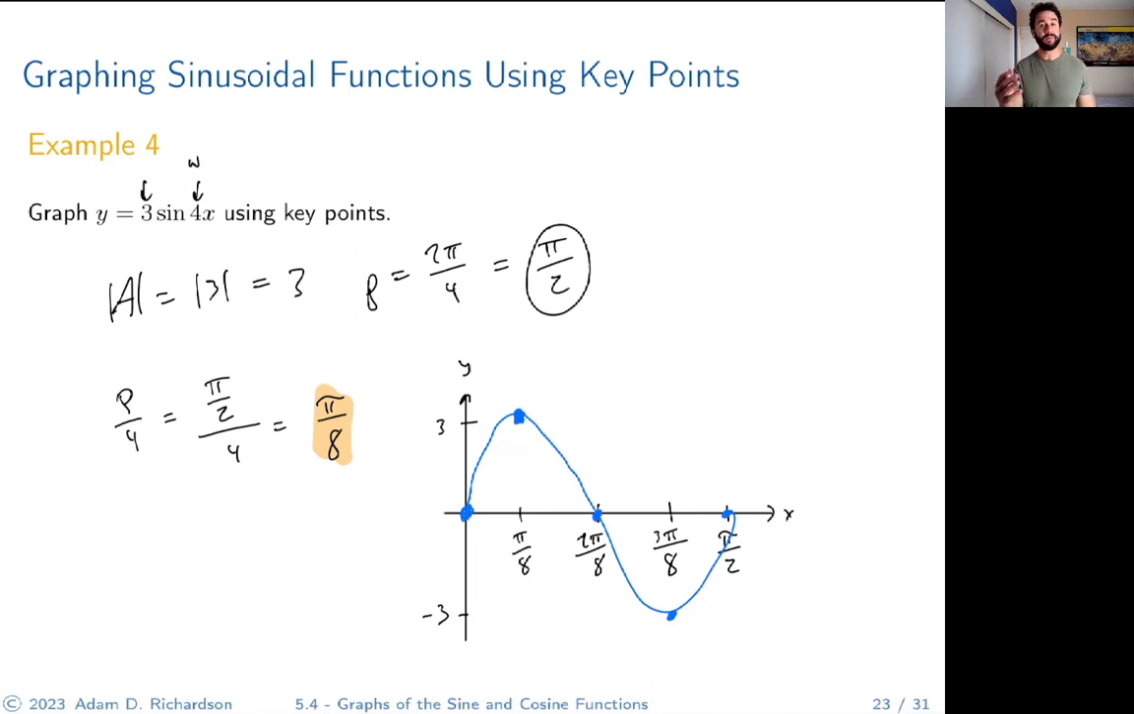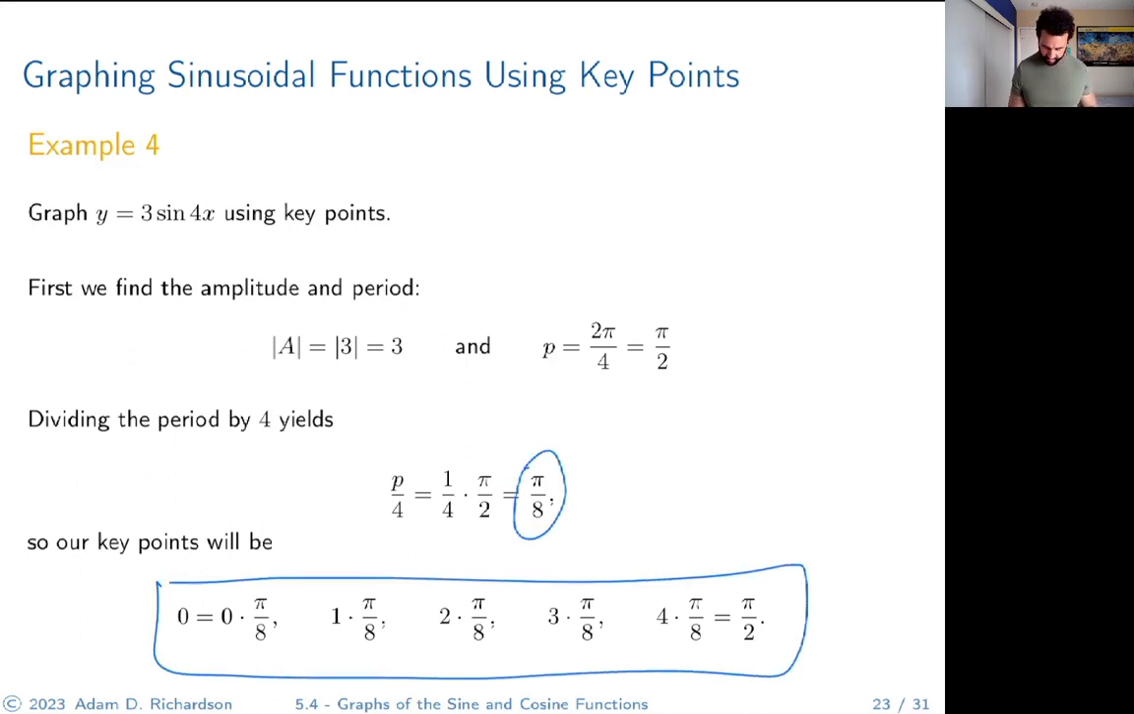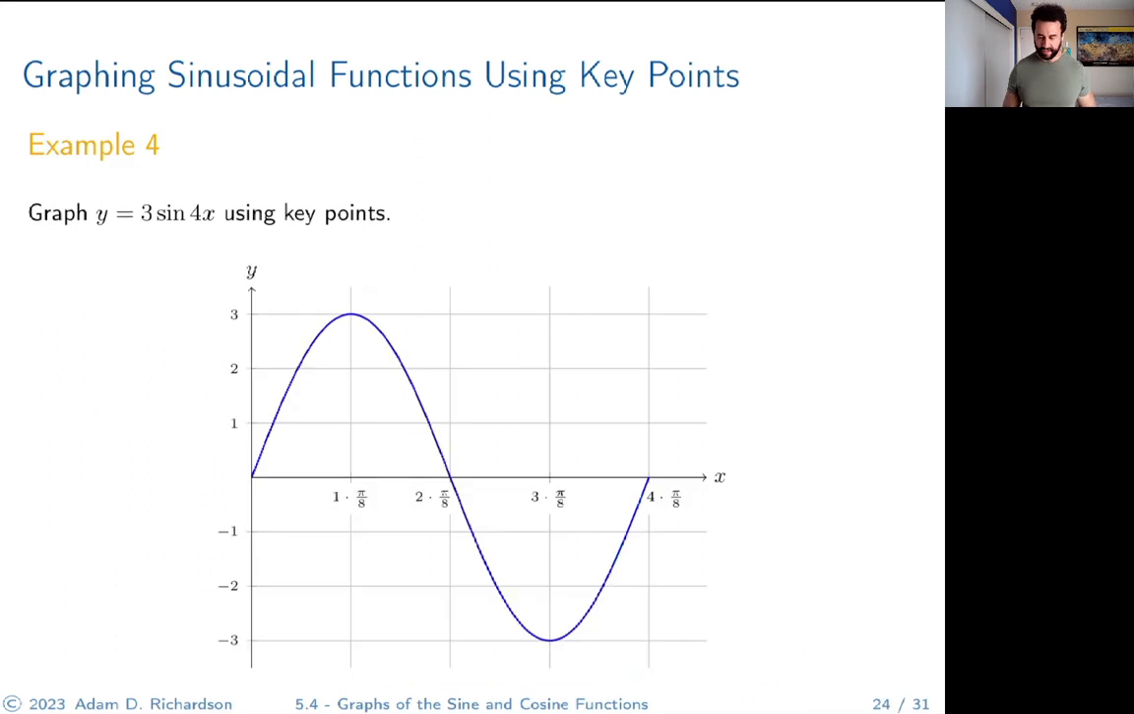So then we have to extend it, right? Once you have this, you can extend it in either direction and have it go on more. So let's look through the slides now. This just walks through the work that we did. P over 4 is pi over 8. Here are our key points. And then this is what the graph looks like. So this is what we just graphed, right? Not too bad. Okay, let's do another example.